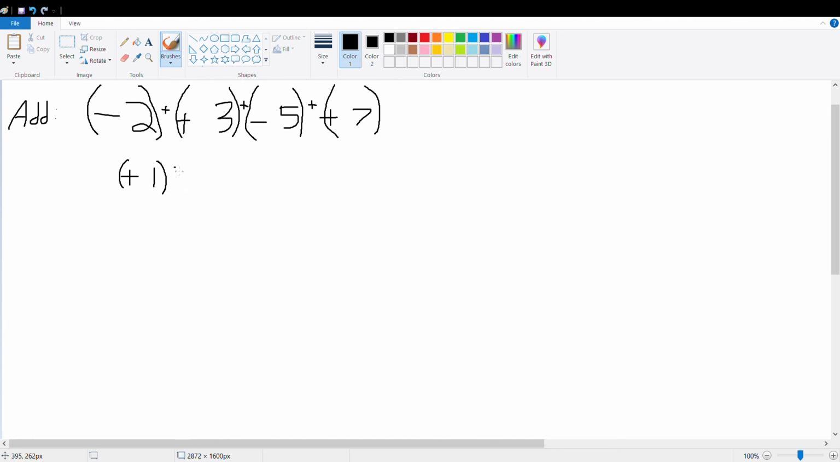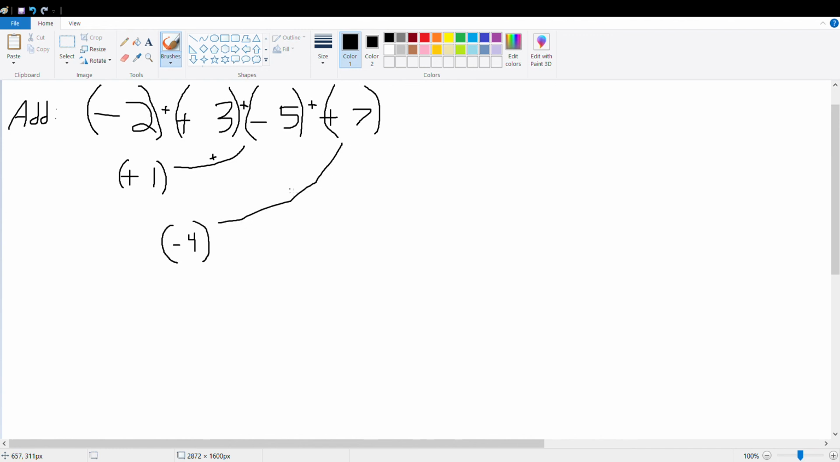We're going to go through and add positive 1 to negative 5, which is, our signs are different again. So the bigger sign is the negative 5. 5 is bigger than 1, so the sign is going to be negative. And the difference between 5 and 1 is 4. So positive 1 plus negative 5 is negative 4.